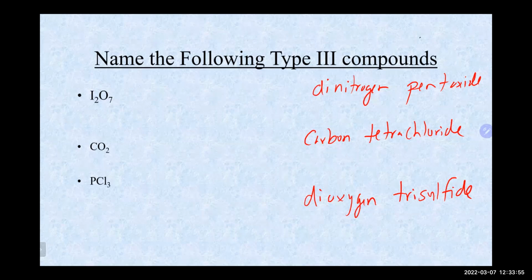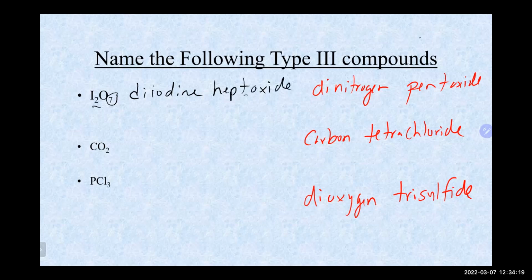So there are 2 iodines, and the prefix for 2 is di. On the first name, we use the entire name, iodine. The next one is 7. The prefix for 7 is hepta, and oxygen does get the IDE at the end of it. In this case, we get an A and an O that back up to each other, so we get rid of the A off of the prefix, and we end up with diiodine heptoxide. Again, the 2 I's are okay in this particular case.